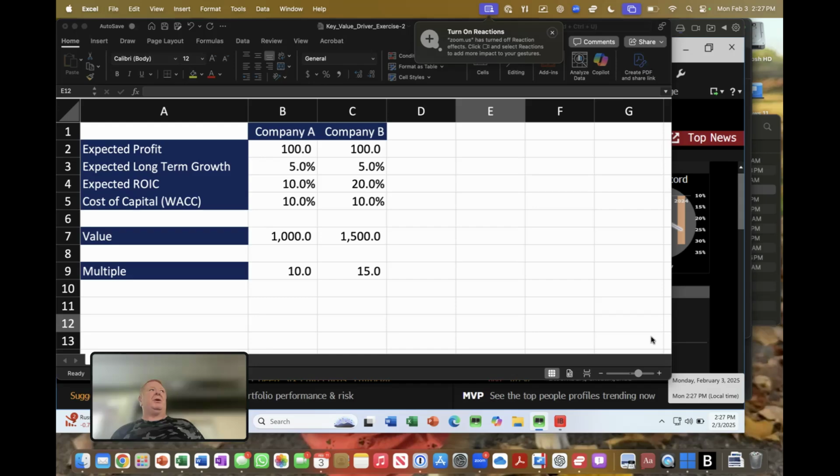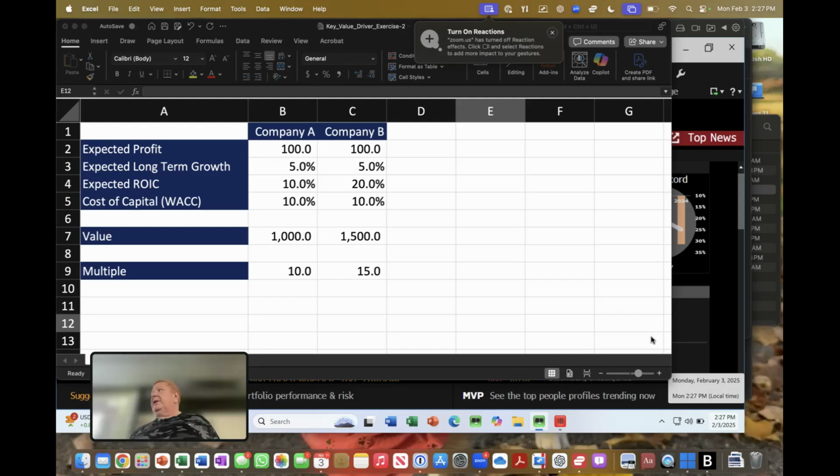All right, so what you've been working on is the key value driver exercise. And again, there are about 5 scenarios that, if you understand them, you have a good idea of understanding anything relative to value creation, whether it's in this class or even in the real world, right? Because these are the underlying dynamics. So let's start going through some of the scenarios.